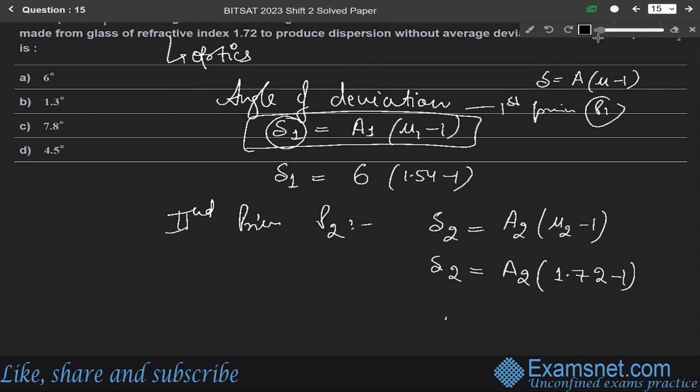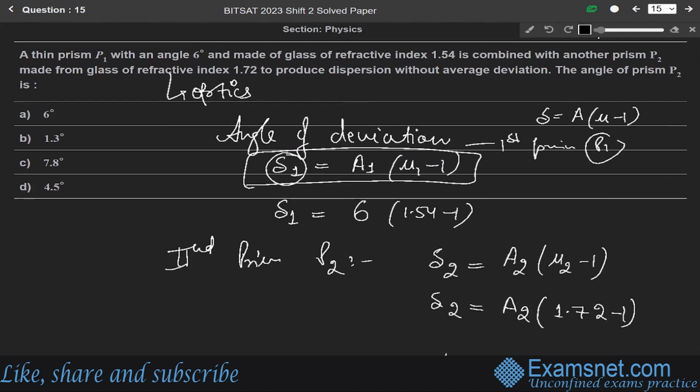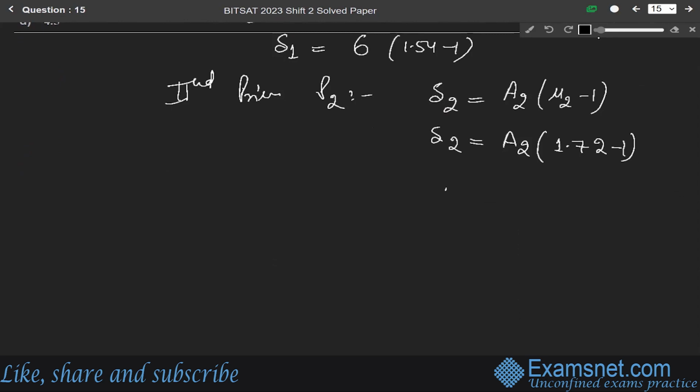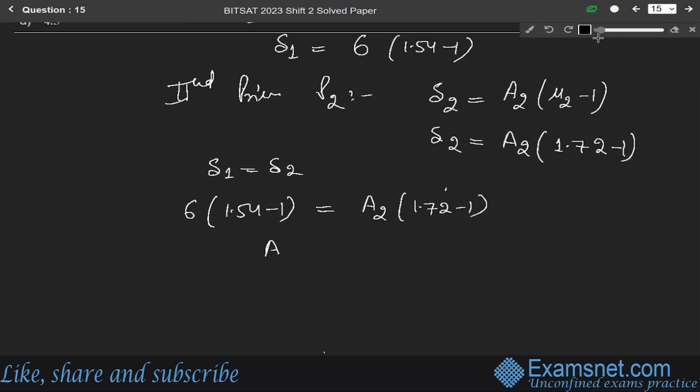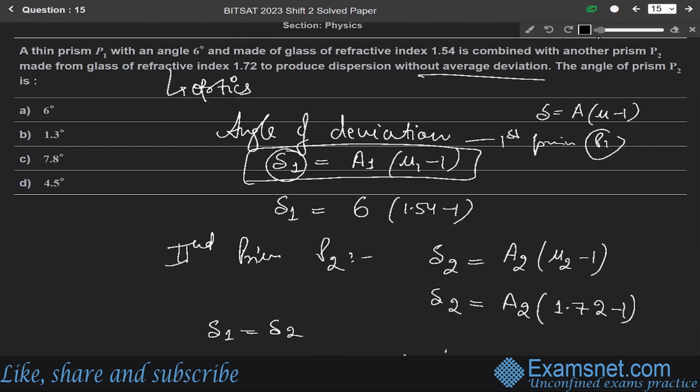1.72 minus 1. This dispersion is without the deviation. So without the deviation, this del 1 will be equal to del 2. So 6 into 1.54 minus 1 will be equal to A2 into 1.72 minus 1. Solving it, we get A2 equals 6 into 0.54 over 0.72, which is 18 by 4, equal to 4.5 degrees, meaning A2 angle is 4.5. Option D is the correct answer.